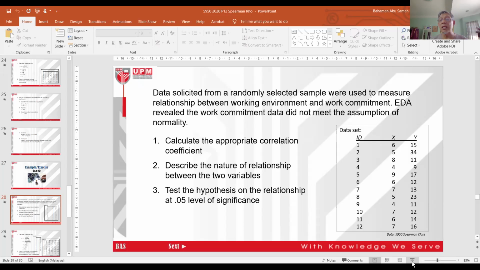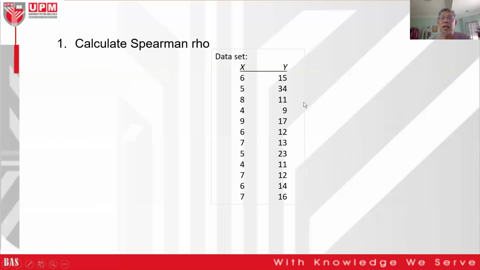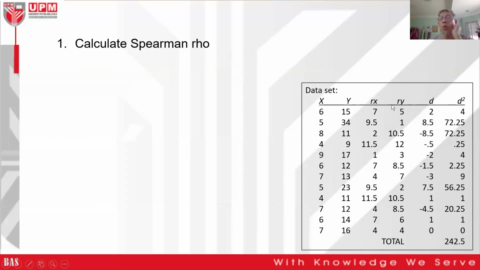Now, based on this data, in order to respond to example number 2, we need to calculate the rs. In order to calculate rs, this will be the data set X and Y. So we need to rank X and rank Y, that means Rx and Ry. From there we calculate D. How to calculate D? Rx minus Ry. Finally we calculate D square, and what we want is summation D square. Summation D square for this data set is 242.5. We need to spell out step by step until we get the summation D square.